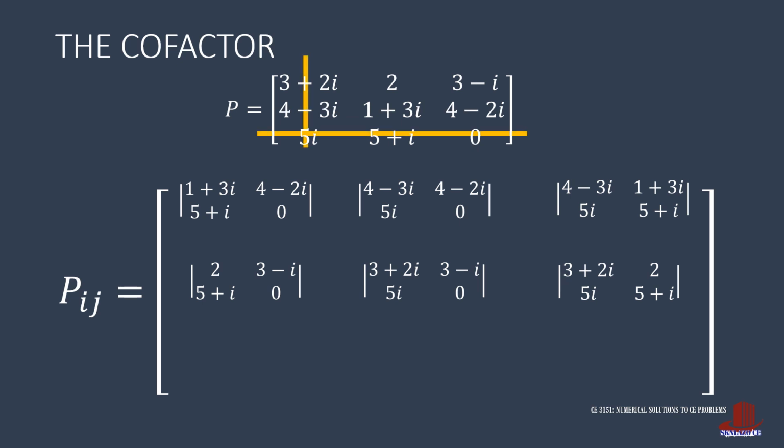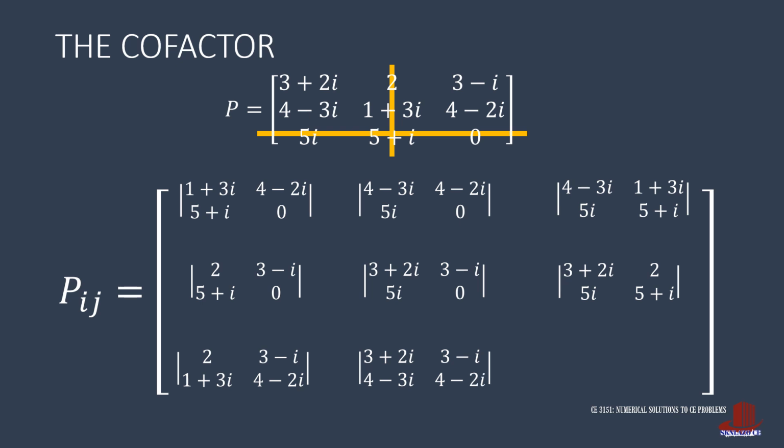For the third row, we start on the left element's minors as 2 and 1 plus 3i, with 3 minus i and 4 minus 2i. Element 3, 2 has minors of 3 plus 2i and 4 minus 3i, with 3 less i and 4 minus 2i. Then the last element to complete the minors matrix is taken by covering the third row and third column, having 3 plus 2i and 4 minus 3i, with 2 and 1 plus 3i.